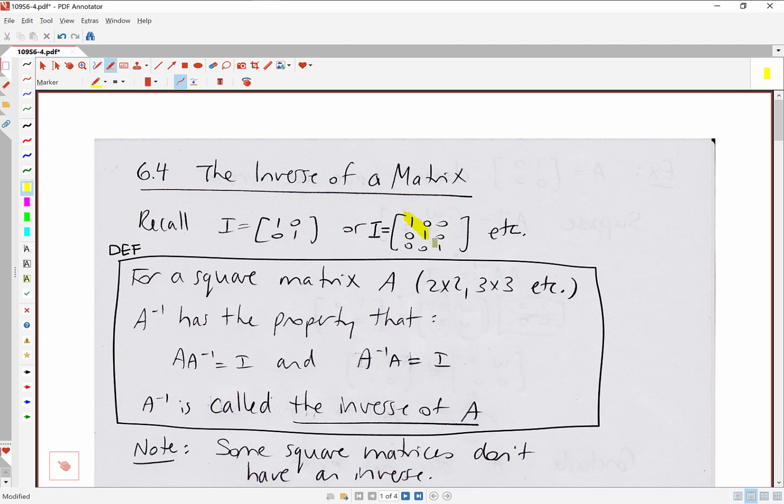So again, it would have ones along the main diagonal from the top left to the bottom right, and it would have zeros everywhere else. So that's our 3 by 3 identity matrix.